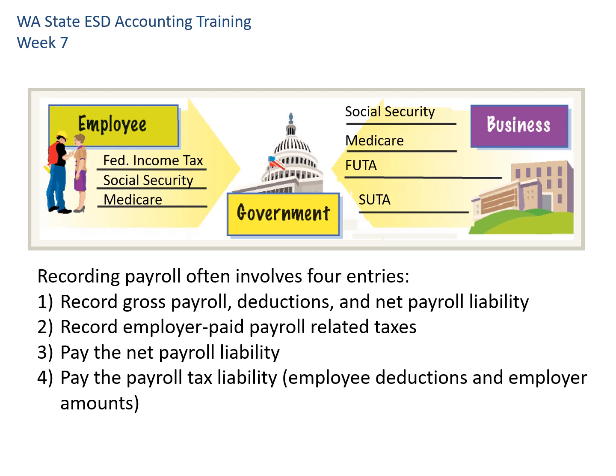Third, we'll pay the net payroll liability, so we'll debit wages payable and credit cash on payday when we issue checks or do direct deposits. And then fourth, we'll pay the payroll tax liability. We'll pay the government both the money that we took out of employees' paychecks and the money that we're matching.